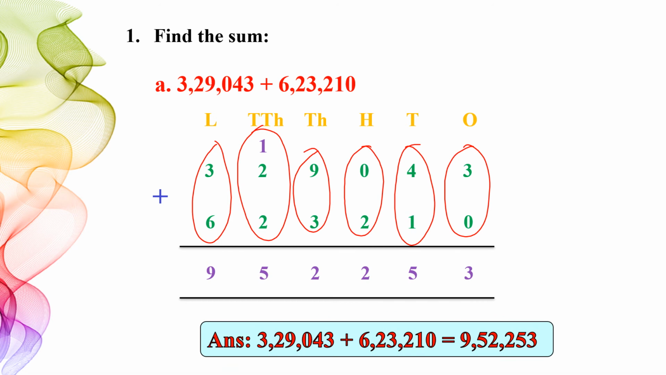Therefore the sum of 3,29,043 plus 6,23,210 is equal to 9,52,253.